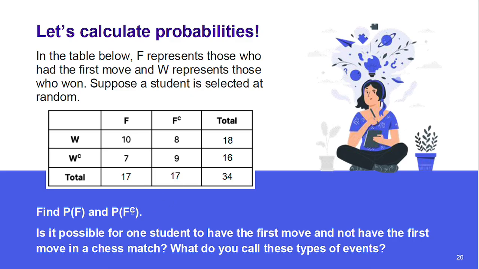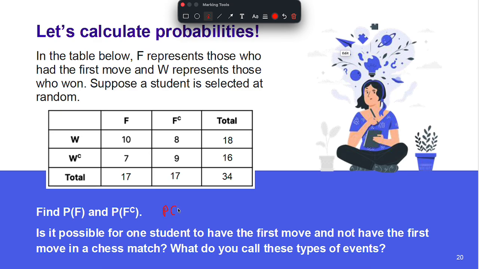Okay, what's the probability that somebody had the first move? So that's P of F. Well, let's look at that here. So out of 34, if we're looking at all of these, the probability that the person had the first move. Here's the first move right here. So there were 17 that had the first move. So 17 out of 34.